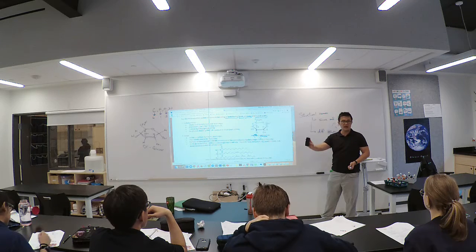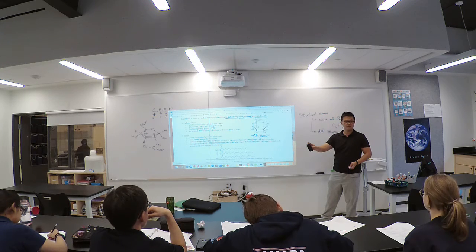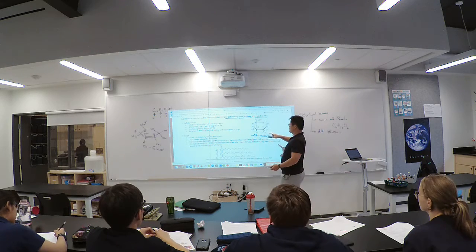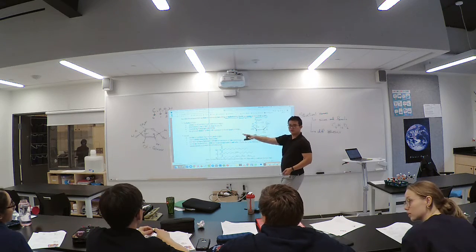Questions so far about carbohydrates? What's alpha and beta? That's alpha glucose. Like, what's alpha?